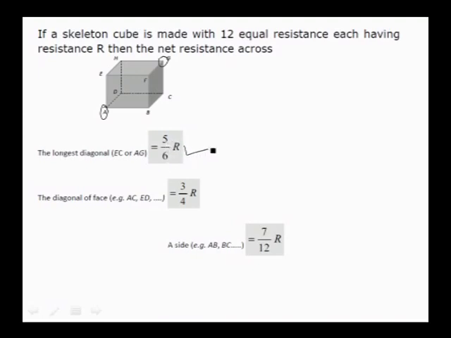Similarly, for the face diagonal, you are going to have A and F. This is equal to 3 by 4 R. We can calculate for any one side, that is AB, the resistance between A and B, which is equal to 7 divided by 12 R.